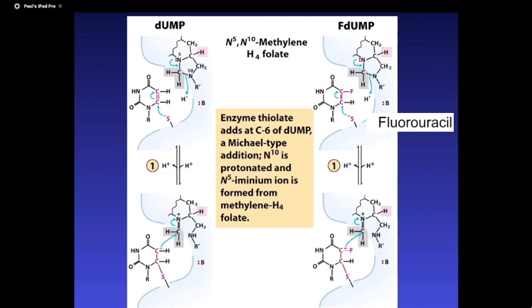Here is the normal substrate, okay, the UMP. This is the chemotherapeutic agent, fluorouracil. Instead of having the hydrogen there, I have a fluorine there, okay? That's going to make a difference. Now, in the first step, the enzyme reacts by allowing a sulfur to attack. Both intermediates allow that attack to occur. Both have a negative charge on the carbon, that's fine.